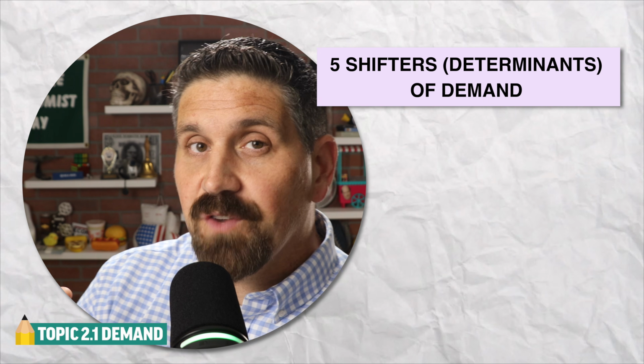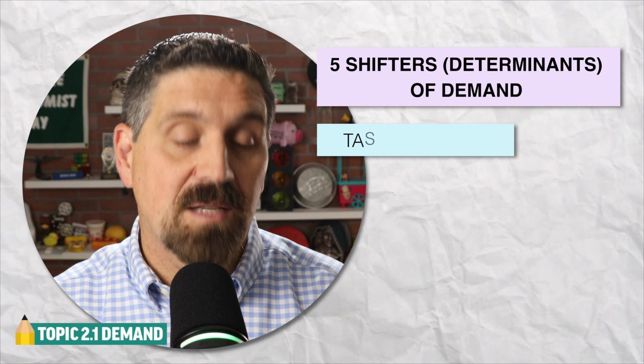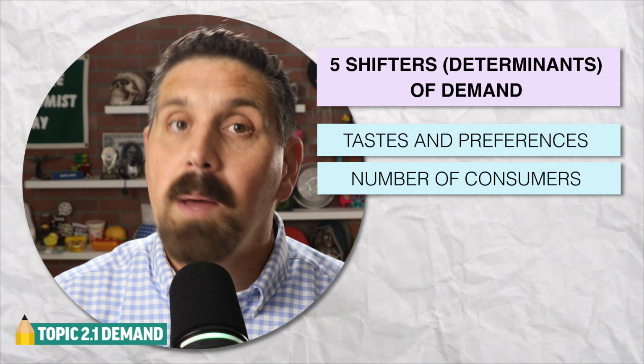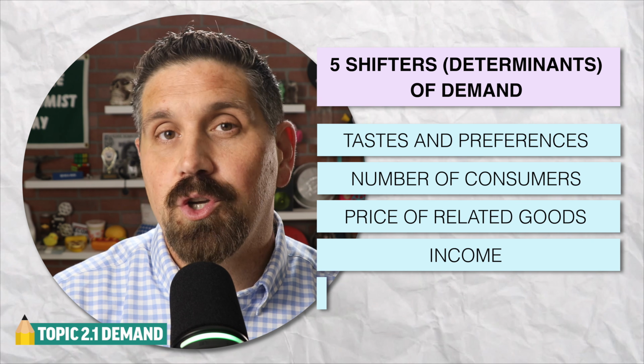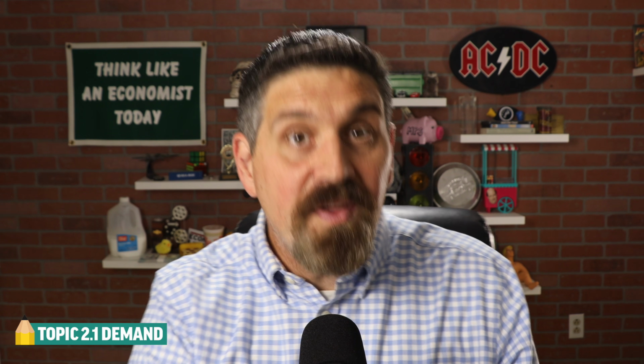Now, there are 5 shifters or determinants of demand. There's tastes and preferences, number of consumers, price of related goods, substitutes and complements, income, and future expectations. And there's a few details here. For the price of related goods, remember the difference between substitutes and complements.